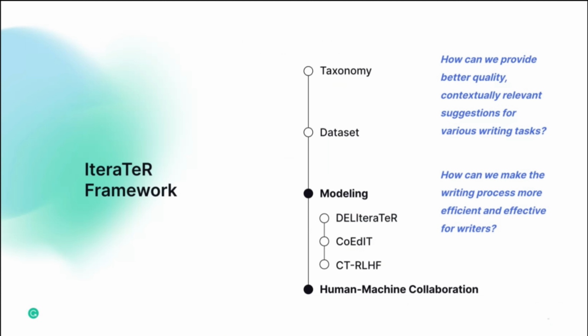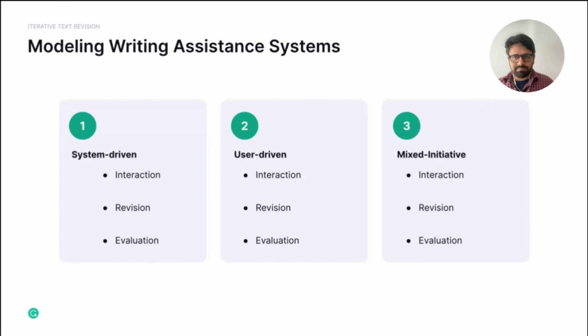So in this next section, I'll cover the various modeling approaches that we explored to understand the writing process using the taxonomy and the data set. And this will simultaneously address the next two research questions: how can we better provide higher quality, relevant suggestions for various writing tasks, and how can we make the writing process more efficient and effective for writers.